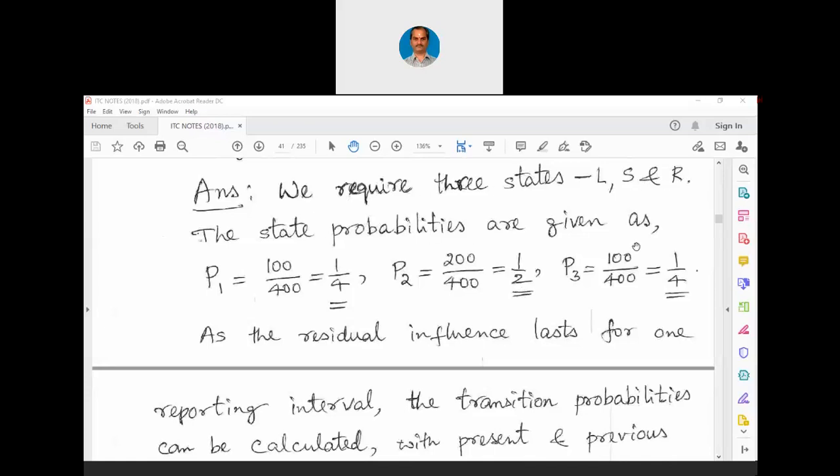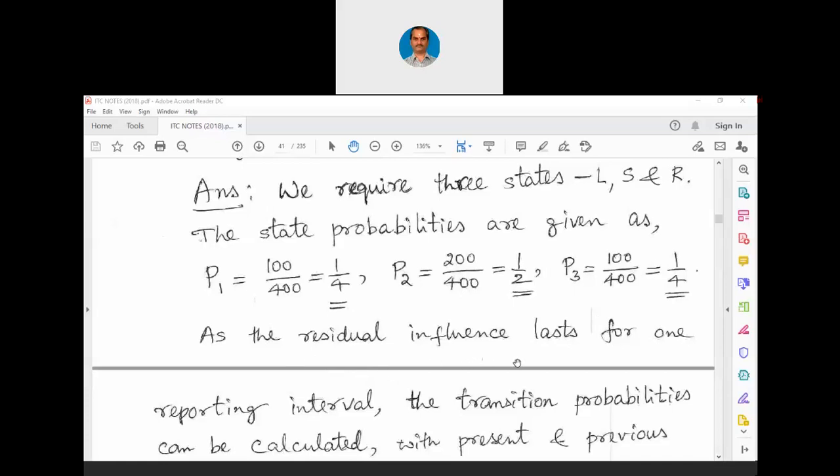The state probabilities are given as capital P1 is 100 by 400, that is 1 by 4. And P2 is given as 200 by 400, that is 1 by 2. And P3 is given as 100 by 400, that is 1 by 4. In the earlier cases, we had assumed each state has equal probability. But in this case, specifically it is given about the probability of left, probability of straight and probability of right in the beginning itself. So that is the state probability.